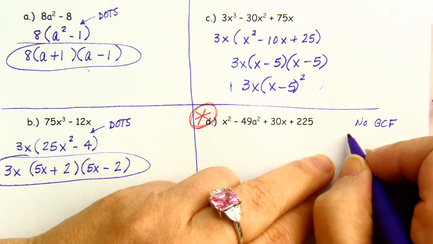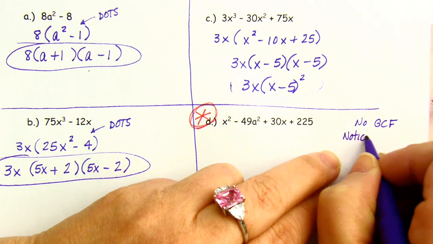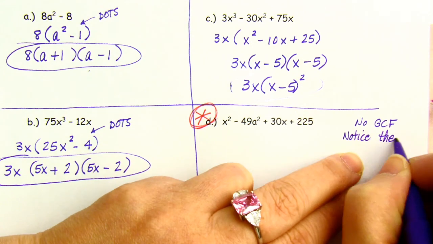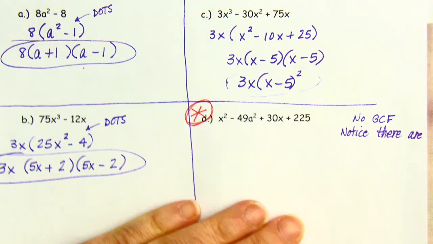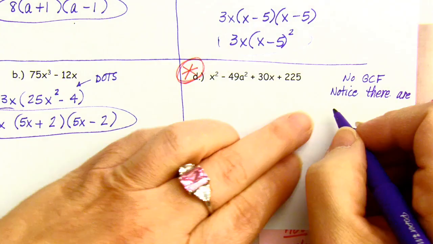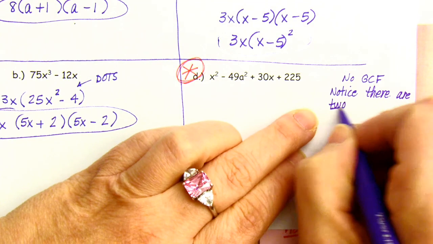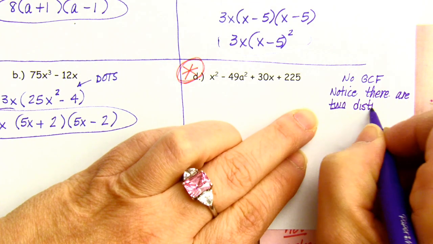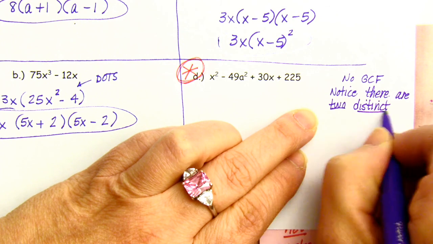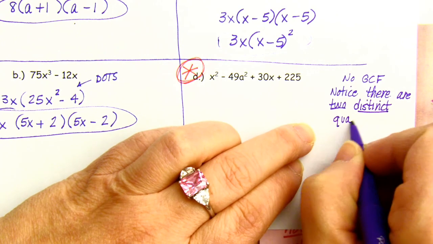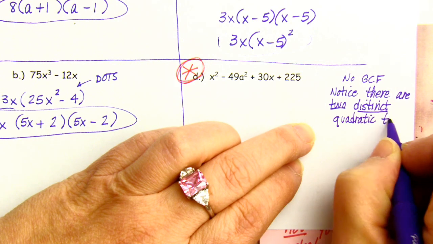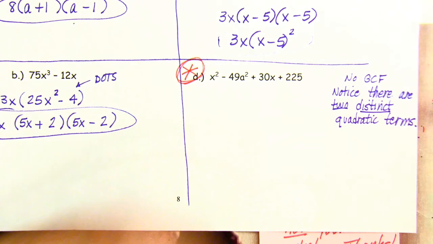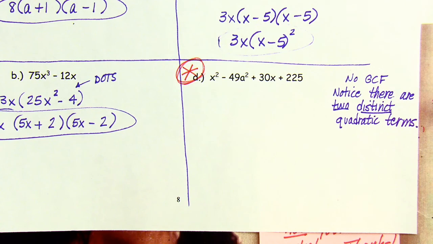So we're going to write here. Notice there are 2 distinct quadratic terms. Meaning your x squared and your a squared, right? Something raised to a power of 2 is quadratic.